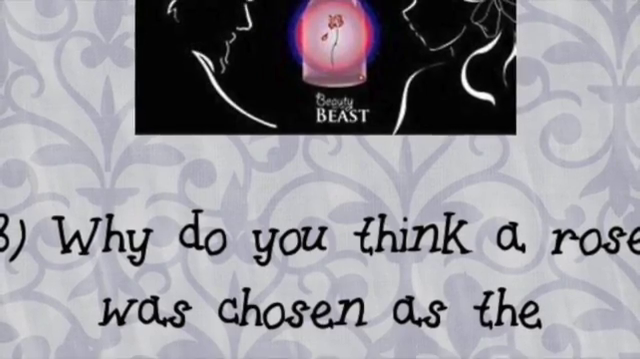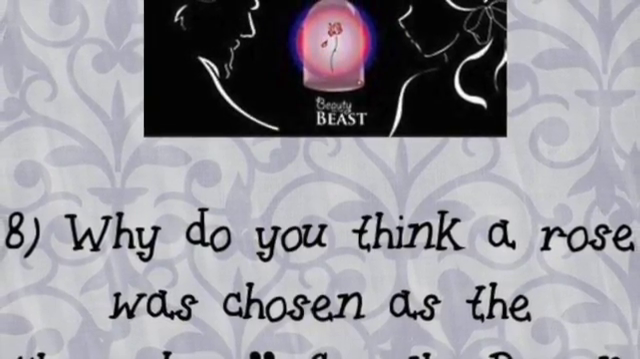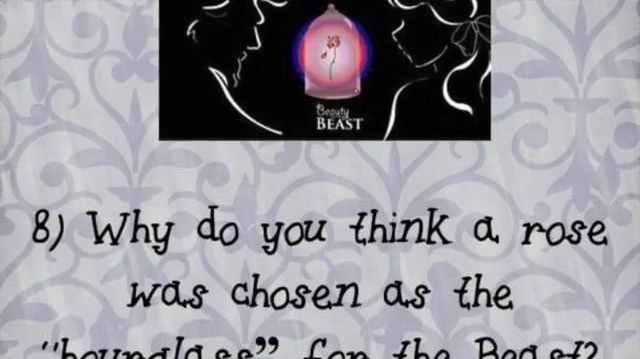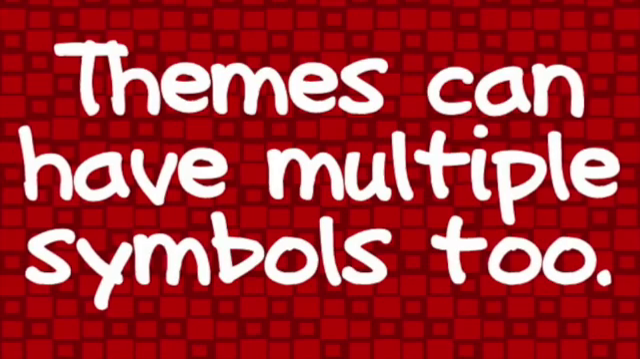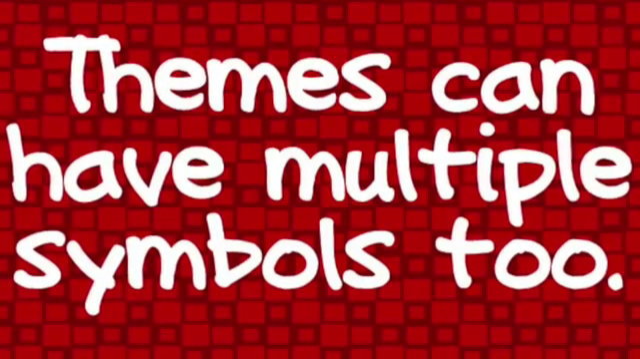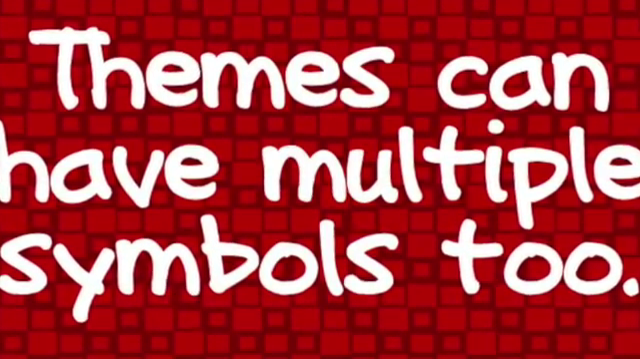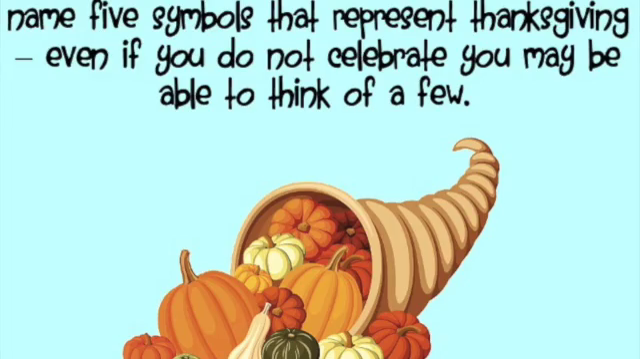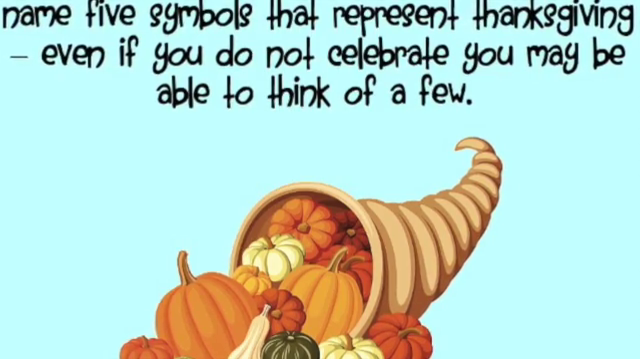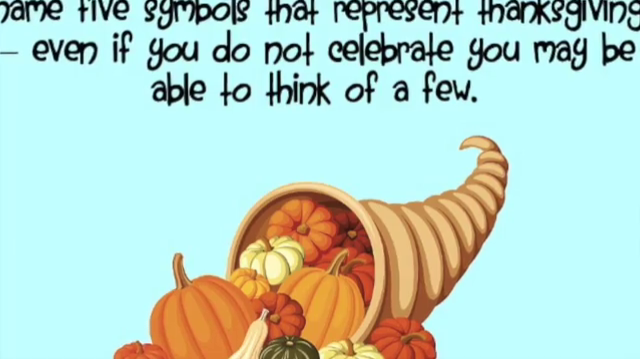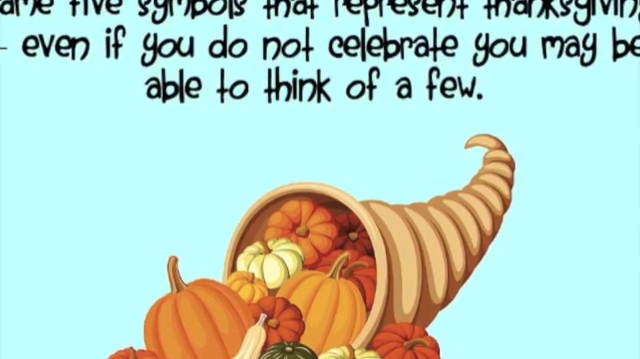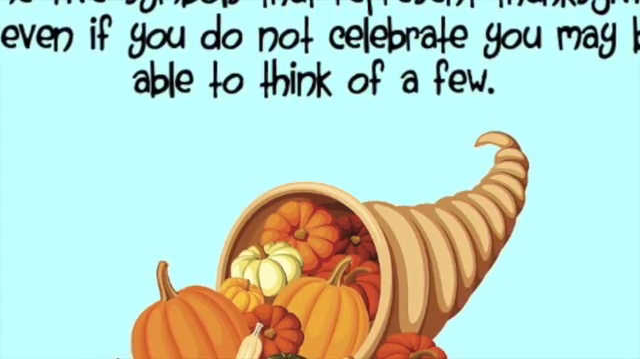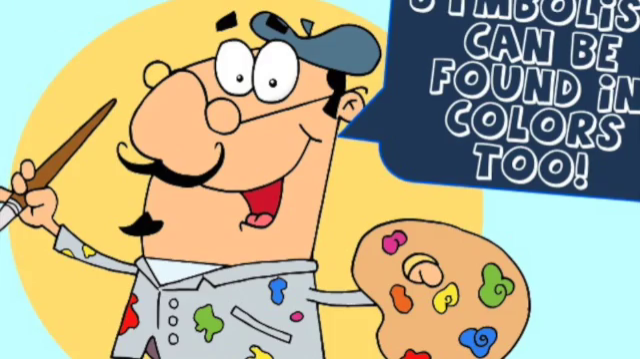If you think about Beauty and the Beast, why do you think a rose was chosen as the symbol in the hourglass? So think back to the movie. Why would they choose a rose? Possibly for love. Themes can have multiple symbols too. Themes like holidays, sports, different months. So if you think of Thanksgiving, I think of a cornucopia. So see if you can think of 5 symbols that might represent Thanksgiving. Even if you don't celebrate, you might be able to name a few that you've seen around that remind you of this holiday. Possibly turkeys.